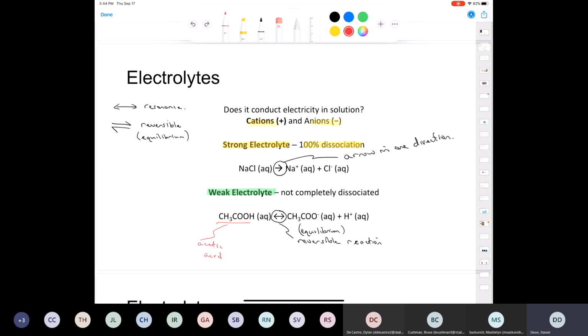But again, the electrolyte has to dissociate to give you a cation and an anion. If it's a strong electrolyte, it dissociates completely. If it's weak, you get partial dissociation, or some dissociation, but it's not completely dissociated.